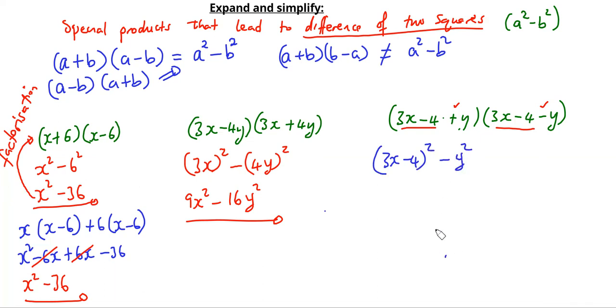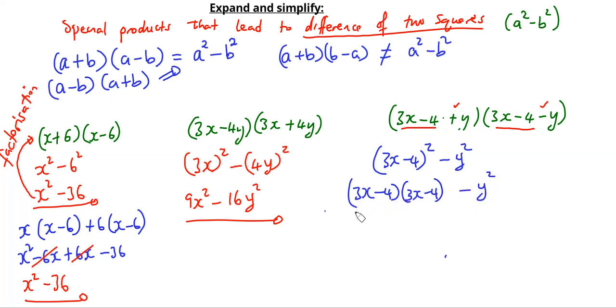Now, when we do that, we are going to expand this first bracket here because we can't just leave our answer like that. We need to simplify. Like what we have done here, we couldn't just leave it as 3x squared like that. We had to expand it and actually give the answer. So let's simplify this one here. It's going to be 3x minus 4, 3x minus 4, that's what it means here, minus y squared.